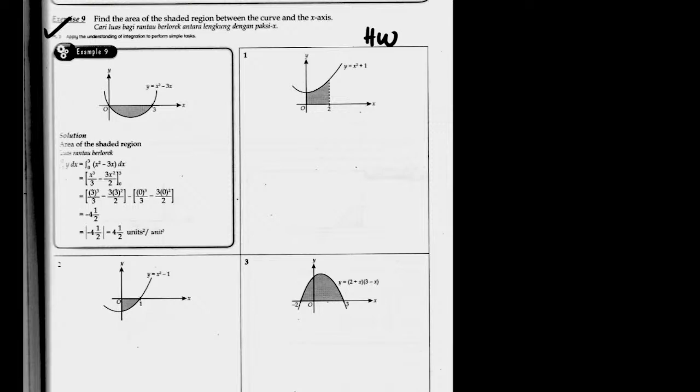Okay, so I think we will end here. So we already finished area. The last part is just volume, then we are done with chapter 3.